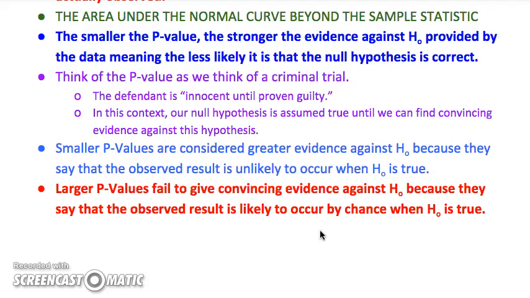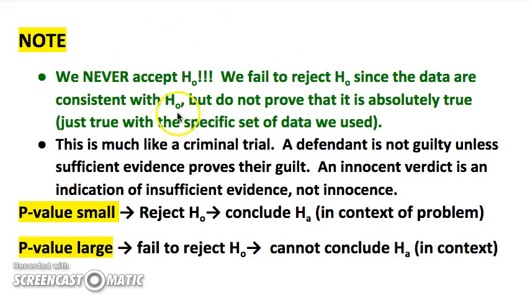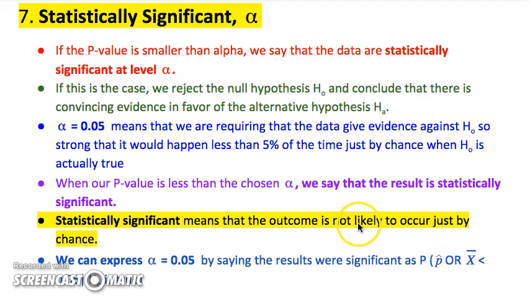We could have a slightly different answer due to chance. That claim could be true. We're not saying it is true. So we never accept the null hypothesis. We fail to reject it since the data are consistent with the null. They don't prove it. So small p-value, we reject the null, conclude the alternative, in the context of the problem, meaning regarding whatever we're investigating. Large p-value, fail to reject, we cannot conclude the alternative. The result is statistically significant at an alpha level.